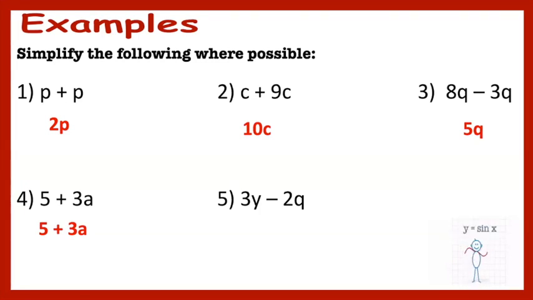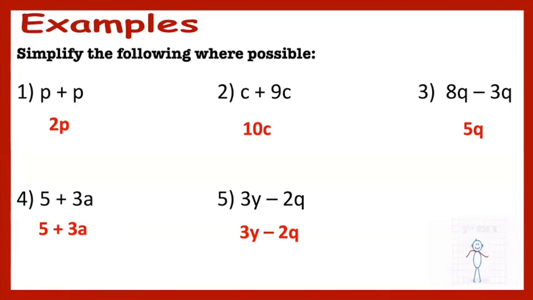Let's go to number 5. 3y minus 2q. I'm going to give you a chance to check that one. 3y minus 2q. And the correct answer is 3y minus 2q.